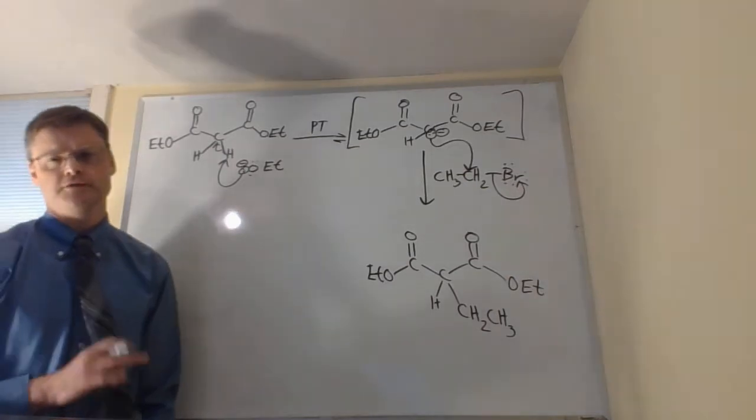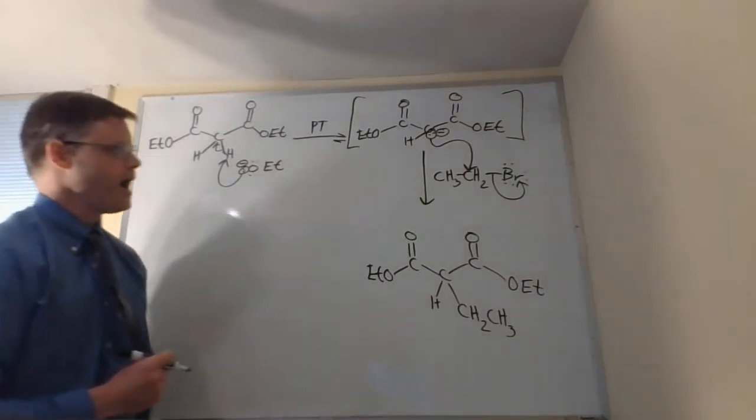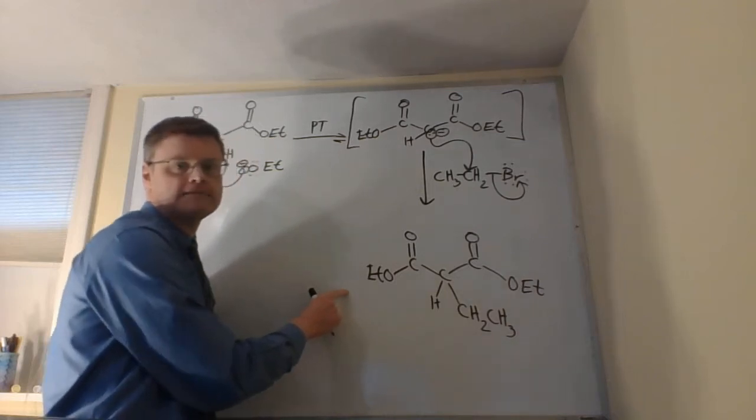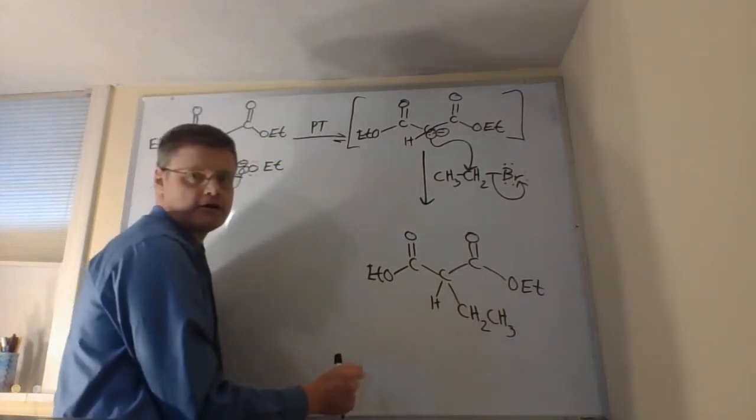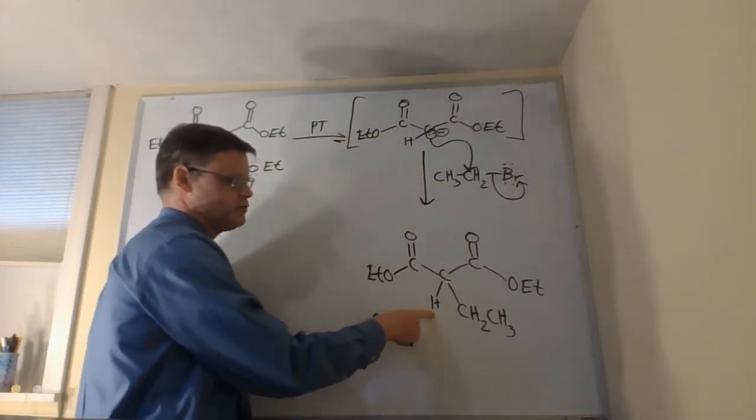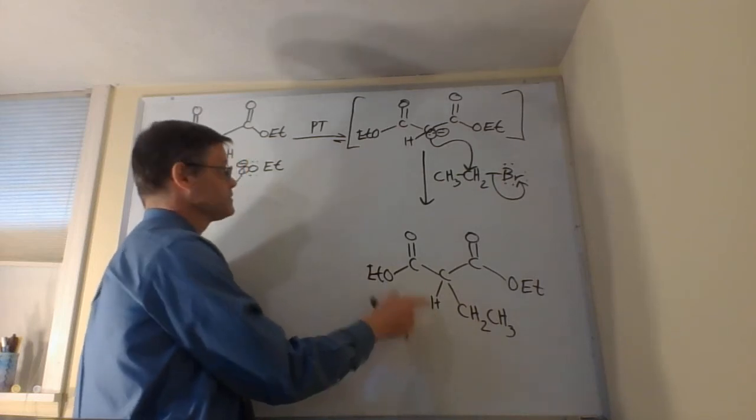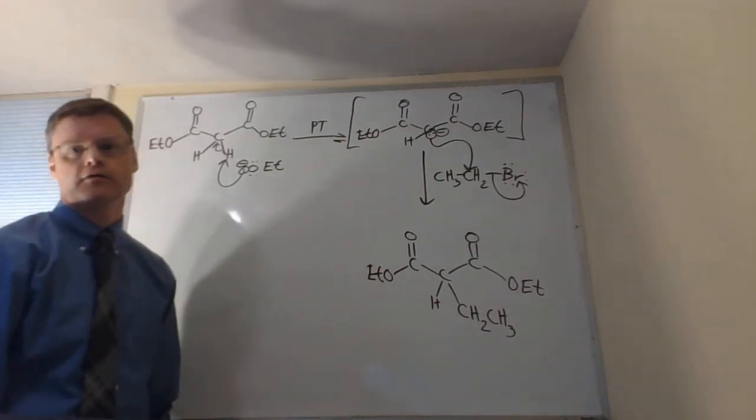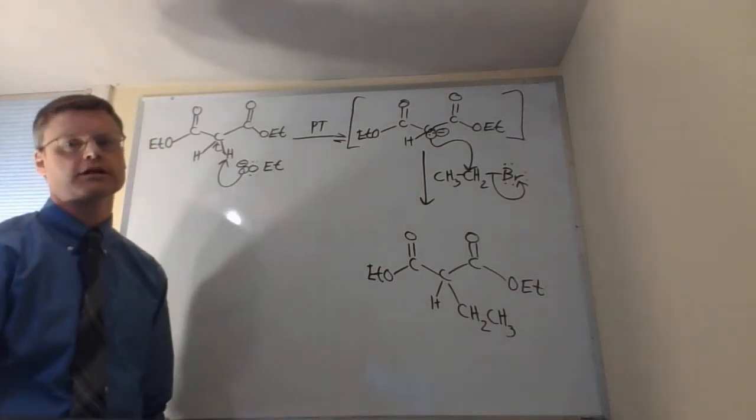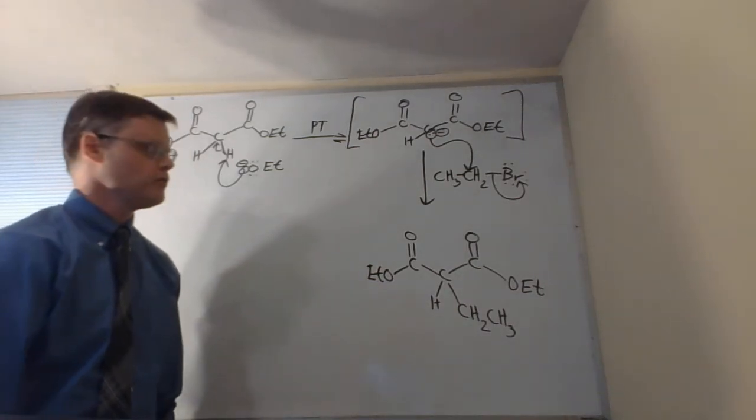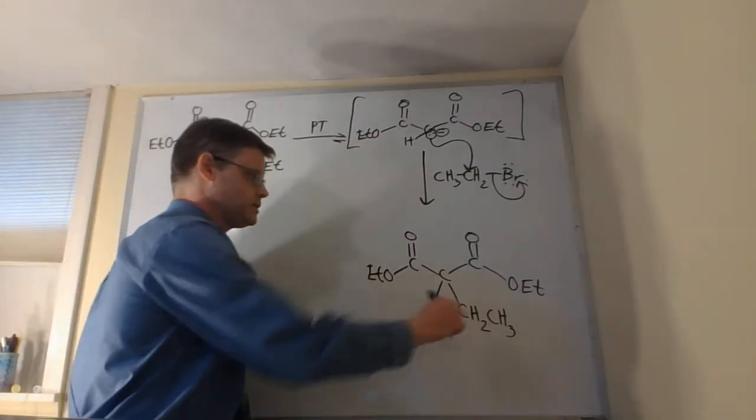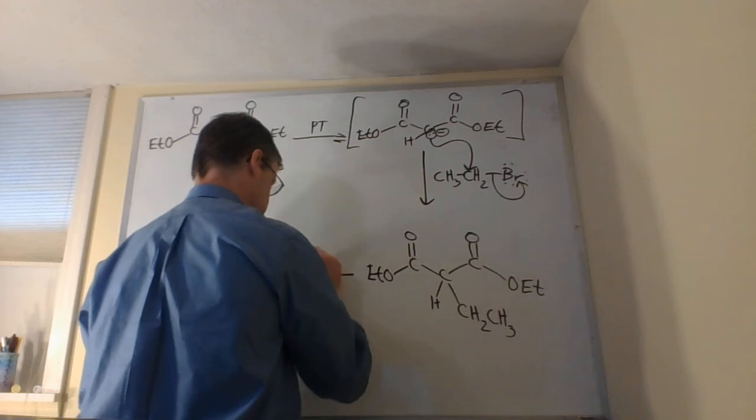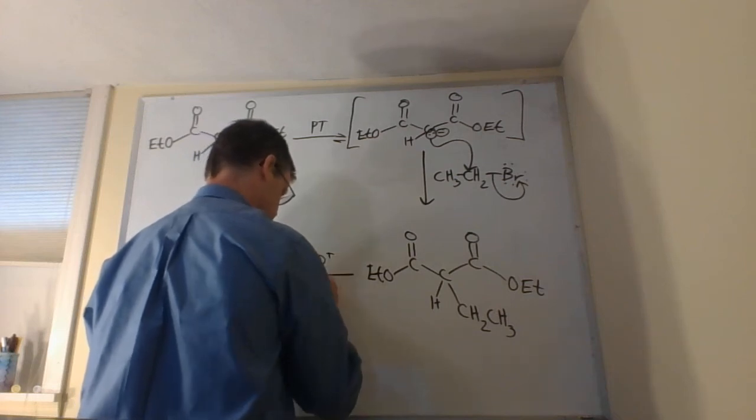Now at this point I could do a couple different things. I could add in sodium ethoxide and another alkyl halide, and do a second alkylation where I replace this hydrogen with another alkyl group, so that would just be repeating these two steps for a second alkylation. Or what I'm going to do at this point is an acid catalyzed hydrolysis. So H3O+ and water.